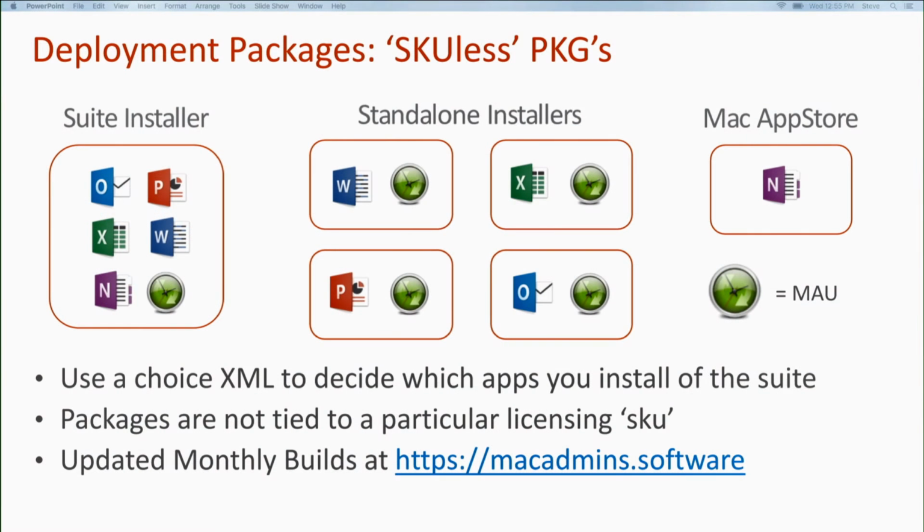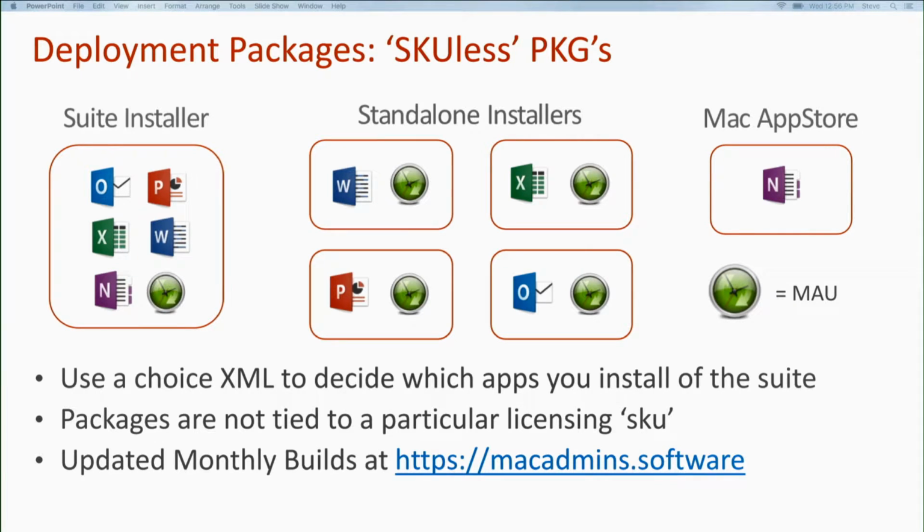And there are a couple of different ways that we can do that. So the first way of looking at this is looking at a deployment package which we're going to call SKUless. And by SKUless we mean it's not really tied to any particular device or any particular licensing SKU, which means that you can take these packages, you can get them straight from the web address that's on the URL that's on the screen there, and you can bring those down into your organization, and then you can look at actually how you license those for your enterprise.